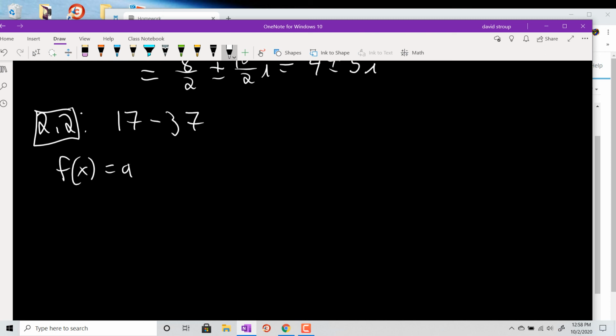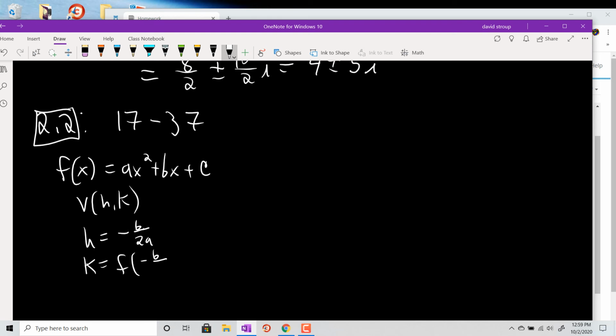So if you have f of x equals ax squared plus bx plus c, you need to know the vertex h comma k will be h equals negative b over 2a. And then k will be f of that. So you just plug negative b over 2a back into the function, and that gives you the y coordinate of the vertex. Okay, the other form was a times x minus h squared plus k. And in that case, you could just literally read the vertex off of that formula.